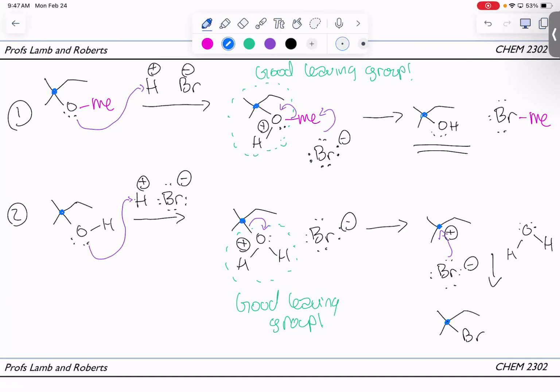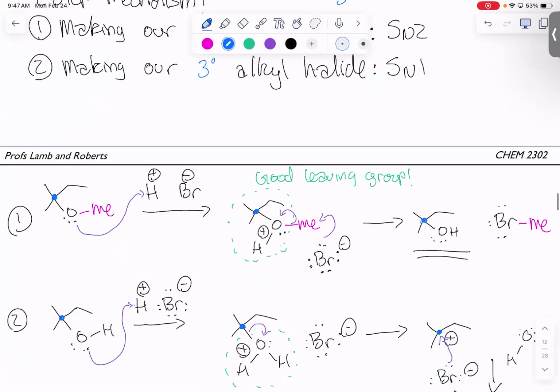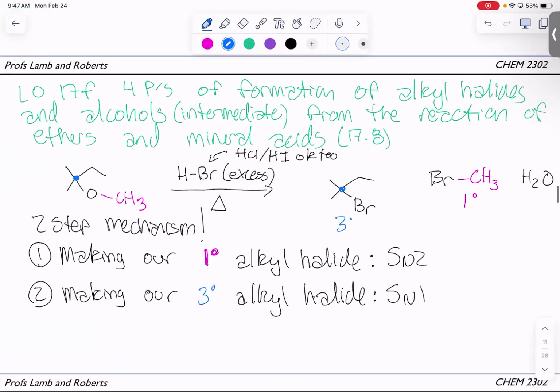So there's two steps. We go through this alcohol intermediate to finally get to our two alkyl halides as our products. And if we take a look up here, that's exactly what our products are in this reaction, right? An alkyl halide that's primary, an alkyl halide that's tertiary, as well as water.